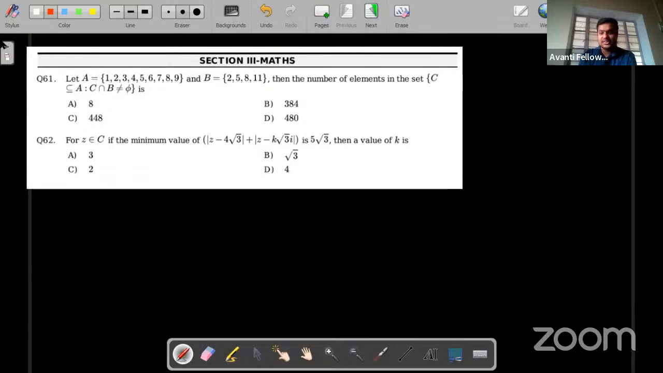Today we are going to start our JEE Mains mock test number 5. We are going to discuss the questions related to mathematics. So we'll start the first question.